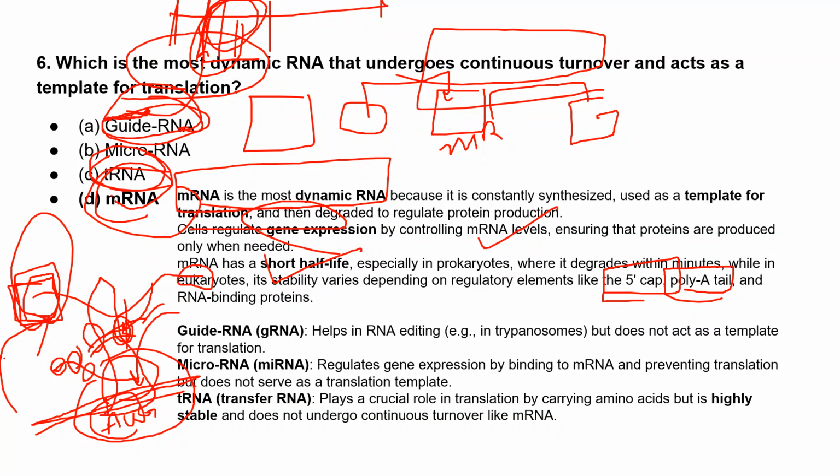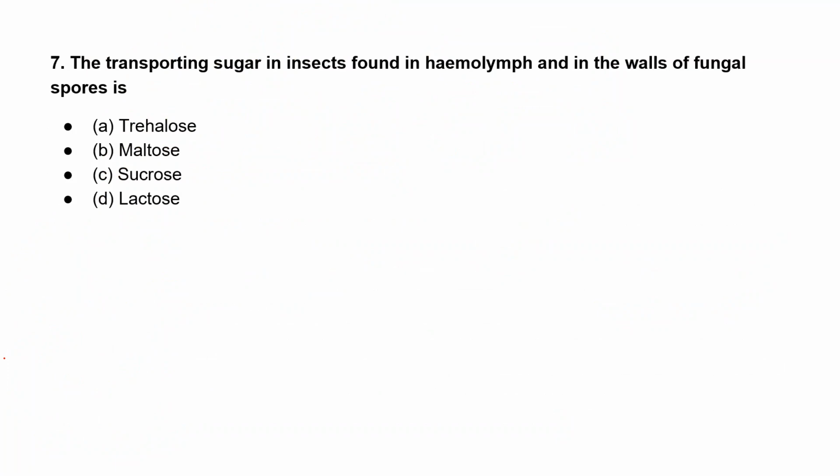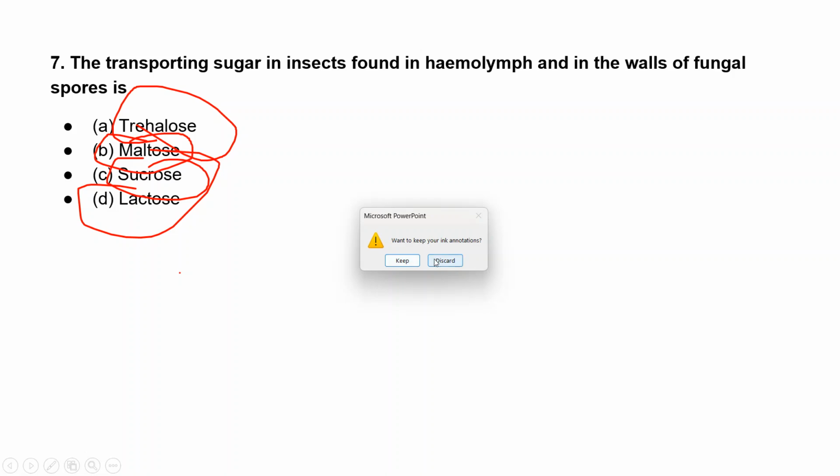Any doubt? So the next question is: the transporting sugar in insects, found in hemolymph and in the walls of fungal spores, is option A trehalose, option B maltose, option C sucrose, and option D lactose. So the transporting sugar in insects. You have 1 minute. You can take your time.